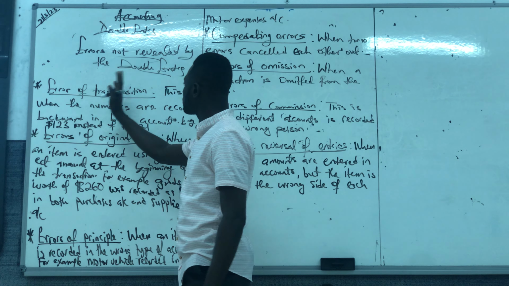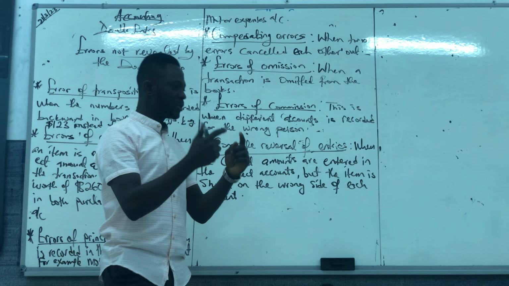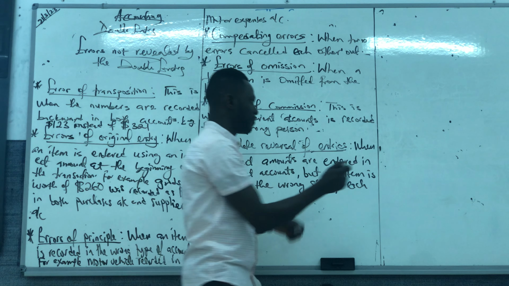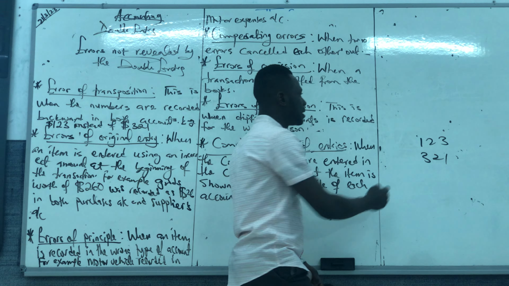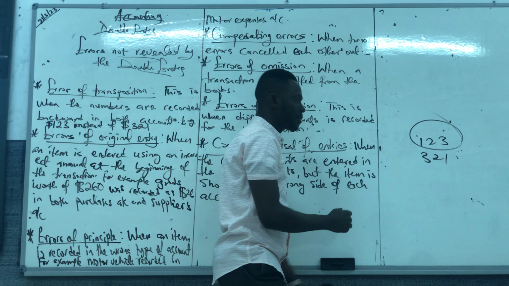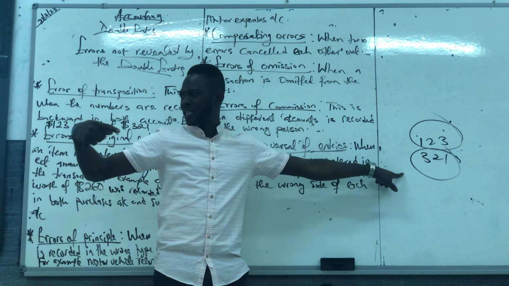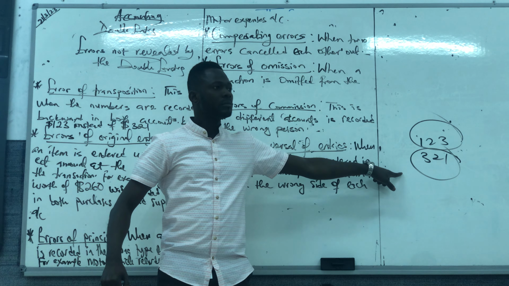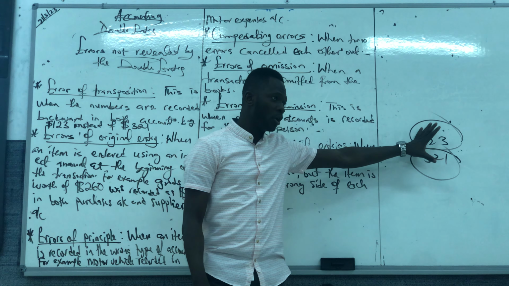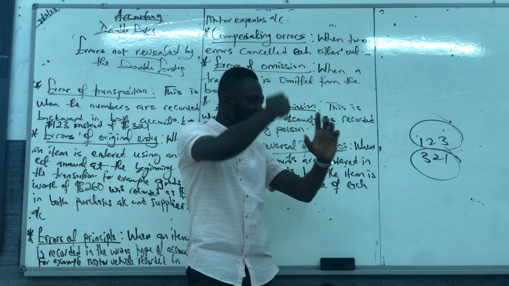The first one, errors of transposition. We're talking about putting the numbers backward. Like you have 1, 2, 3, and you recorded 3, 2, 1. This is the original figure, but you recorded this in your double entry. Please focus here now. You wanted to write $123, but you wrote $321. So this is a transposition error.